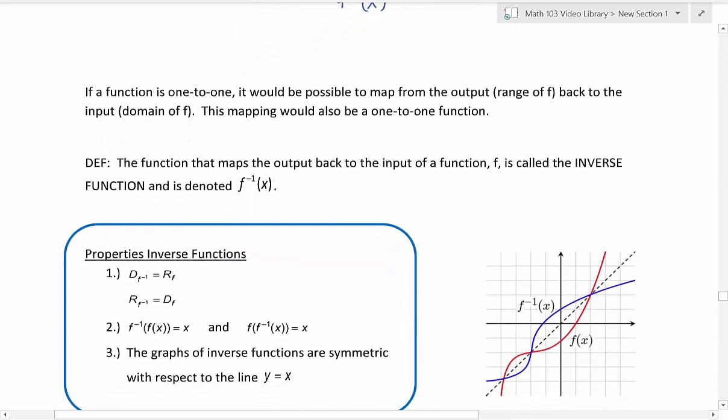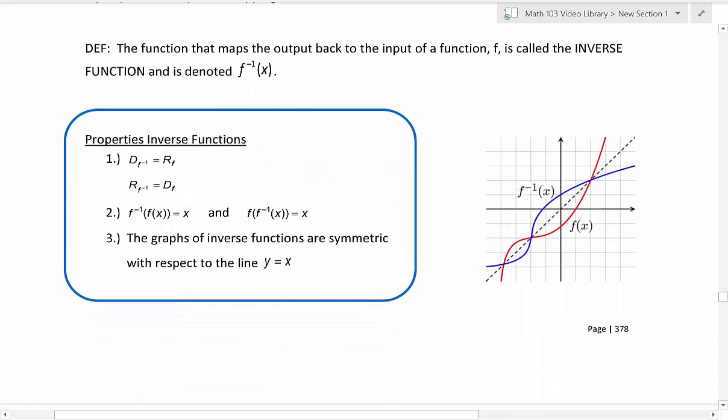So here's our formal definition of an inverse function. The function that maps the output back to the input of a function f is called the inverse function. We have three properties of inverse functions to discuss. The first one we've kind of already talked about, where people and social security numbers play two different roles depending on which function we're looking at. So our first property is that the domain of the inverse function is the same as the range of the original function, and the range of the inverse function is the domain of the original function.